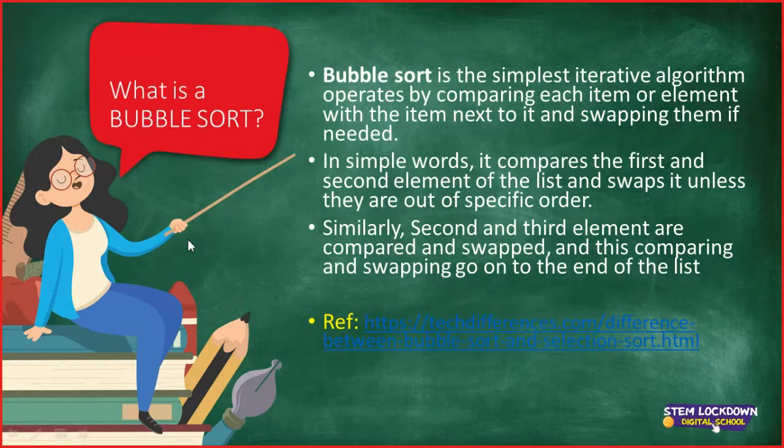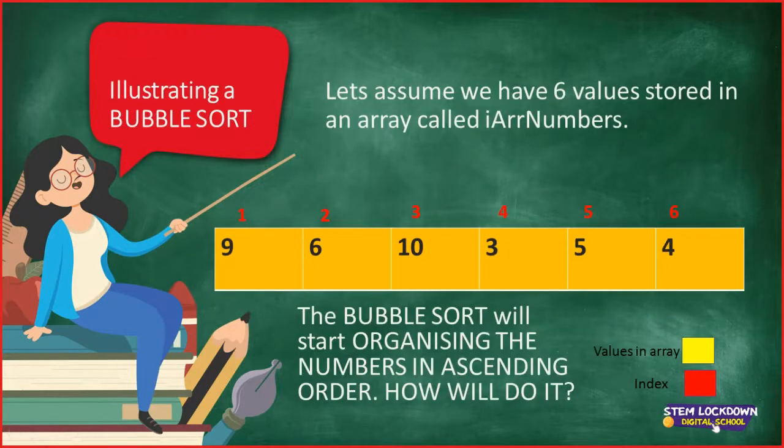So this is an illustration. I think the best way to describe these sorting techniques is through an illustration. So it says, let's assume we have 6 values, and these are the same values that we worked with yesterday. So let's assume we have 6 values stored in an array called arrayNumbers. These are the values. The values in the array are in yellow, and the index or the position at which these values are stored is the numbers in red.